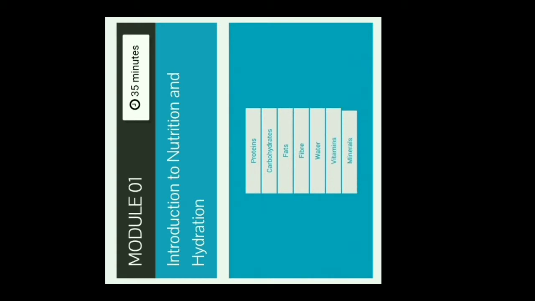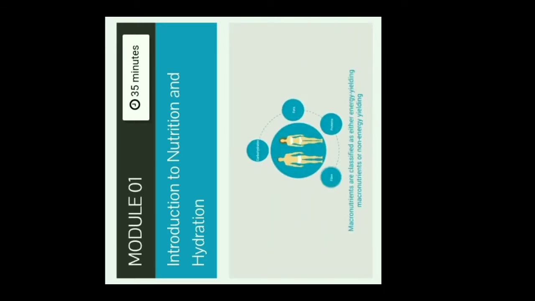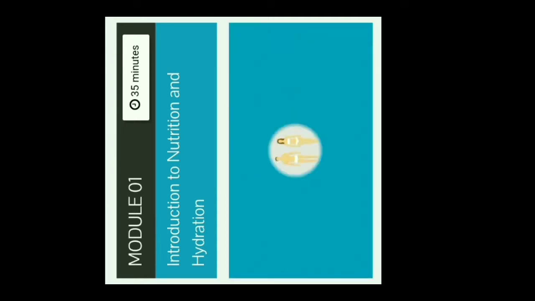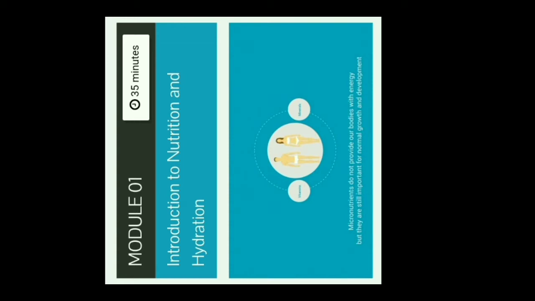These include proteins, carbohydrates, fats, fibre, water, vitamins and minerals, and can be broken down into 2 groups: macronutrients and micronutrients. Macronutrients are needed in our body in large quantities and can be classified as either energy-yielding macronutrients or non-energy yielding. Micronutrients, also known as trace elements, are needed in smaller quantities and do not provide our bodies with energy, but they are still important for normal growth and development. Both macronutrients and micronutrients will be discussed in more detail in the following module.